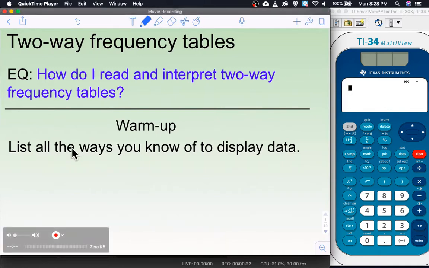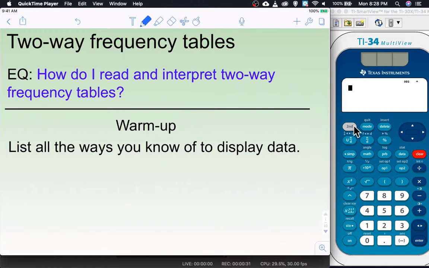For the warm-up here, it says just list all the ways you know of to display data. Can you think of all the different data displays you've ever learned about and make a list of them? Some things you might have come up with: a bar graph, a line graph, a stem and leaf plot, a box and whisker plot, a frequency table, a circle graph or a pie graph, a dot plot, or a number plot.